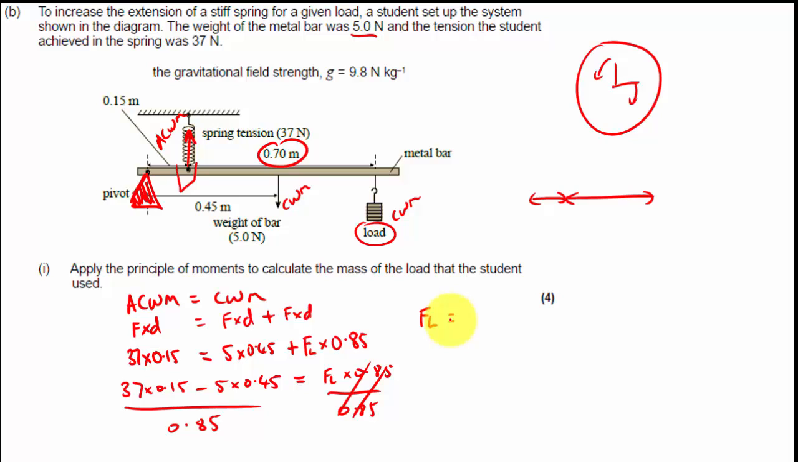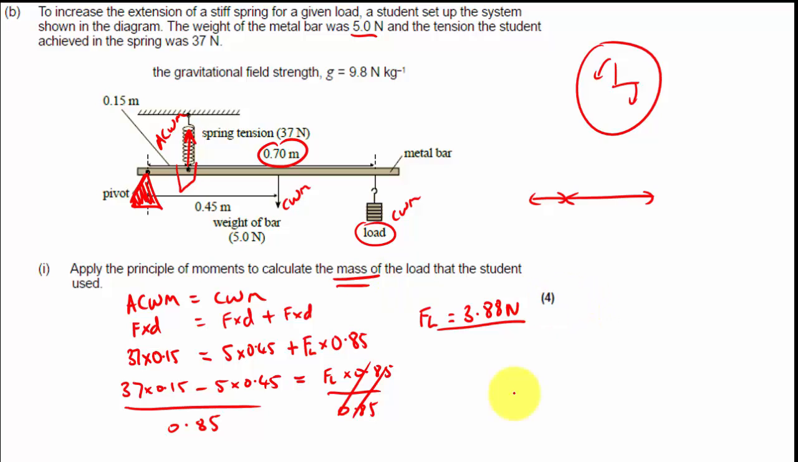37 times 0.15 is 5.55. Subtract from that, in brackets, 5 times 0.45, which is 3.3. Divide by 0.85 is 3.88. So we have 3.882 newtons, or 3.88 newtons. This is nearly there, because that's the force this load is applying, producing a clockwise moment. But we're asked to calculate the mass.